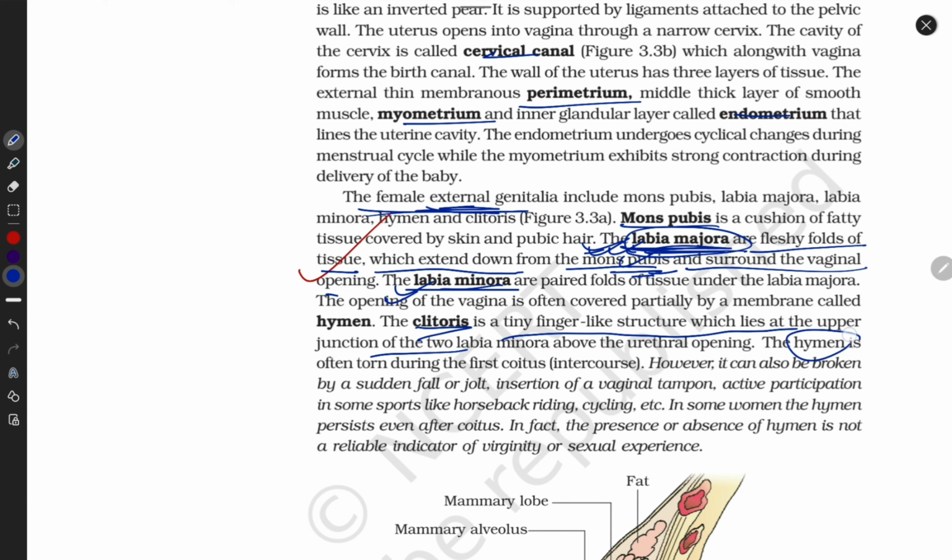Inside, the hymen is present. It can break during intercourse, and there are other reasons too, so it can easily break.